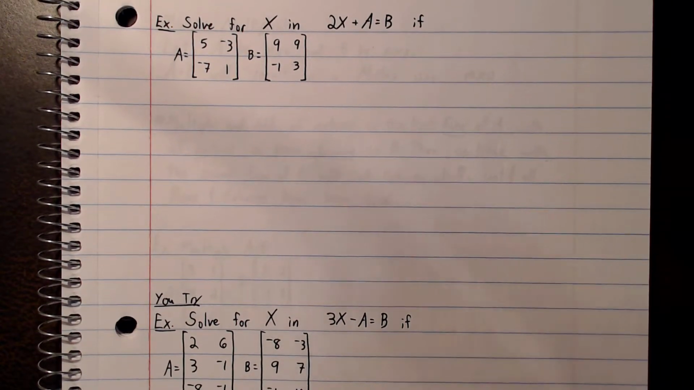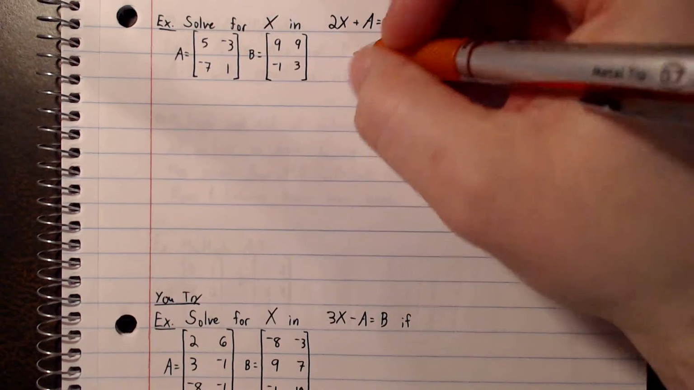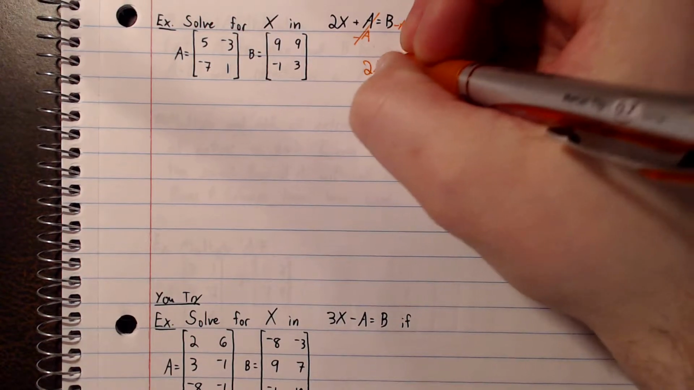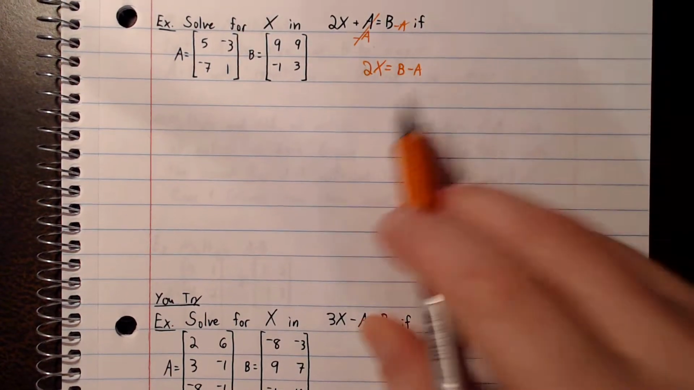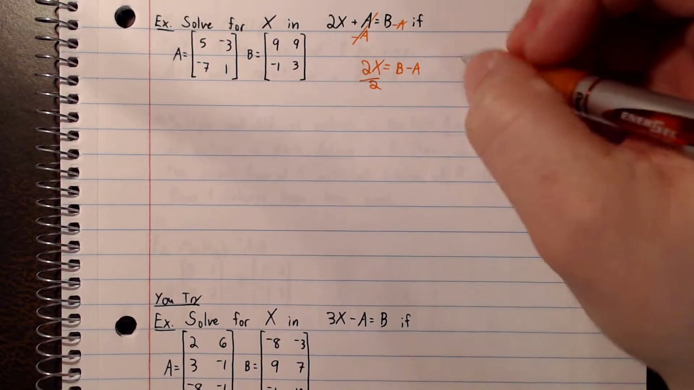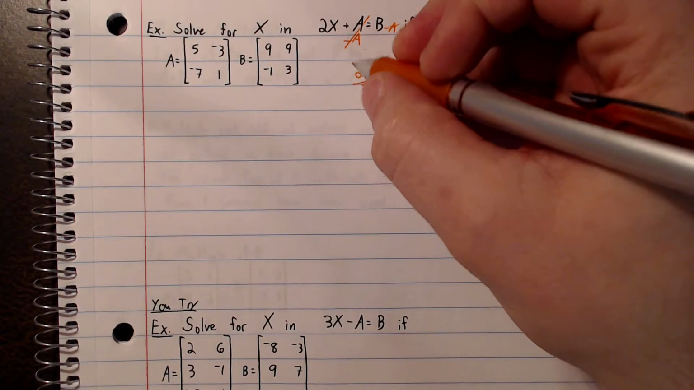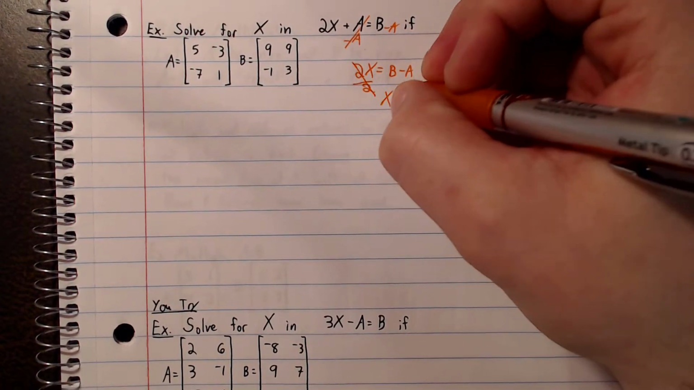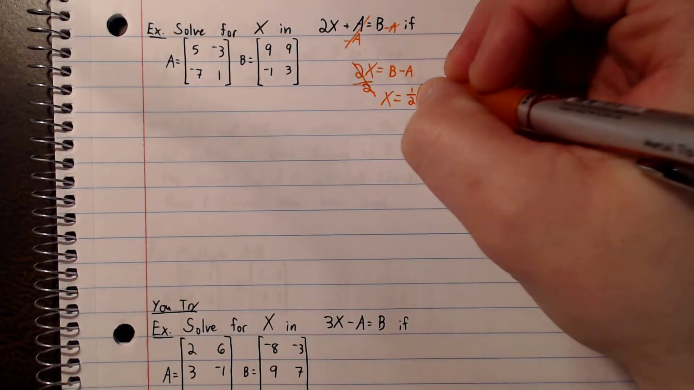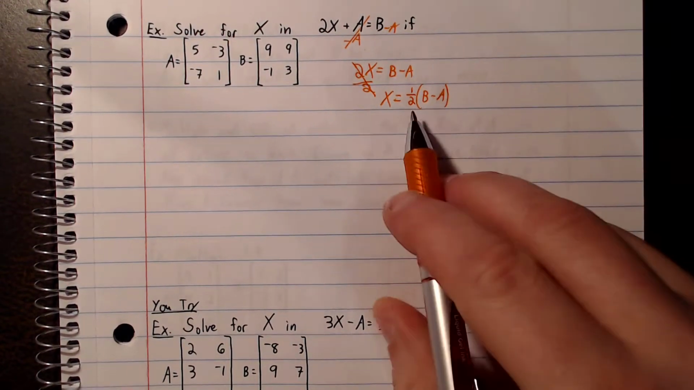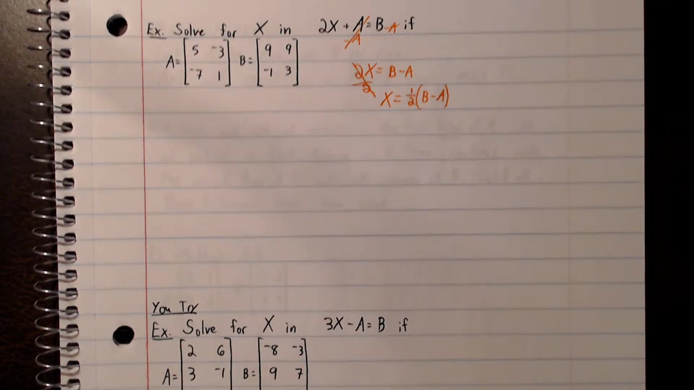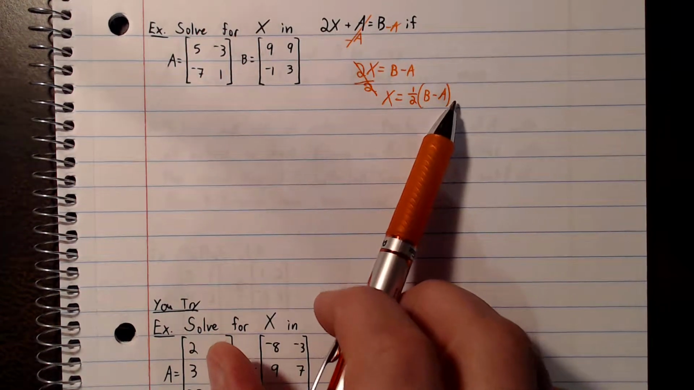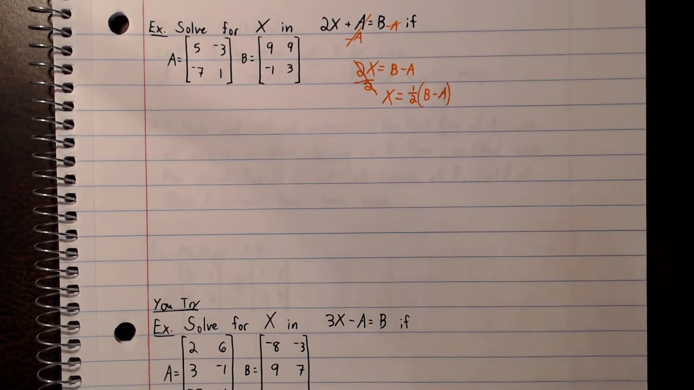So let's do that first here. We're going to solve for x. First, we're going to have to subtract A from both sides. So 2x equals B minus A, and then we're going to have to divide by 2. Now, instead of dividing by 2, I'm going to rewrite this as multiply by 1/2. It's the same thing. So this is what we want x to equal: 1/2 times B minus A. So we are given B, we're given A. If we subtract A from B and then multiply by 1/2, we're in good shape.